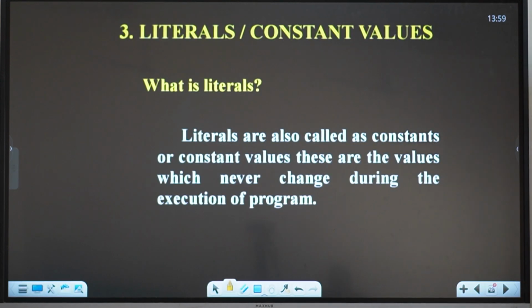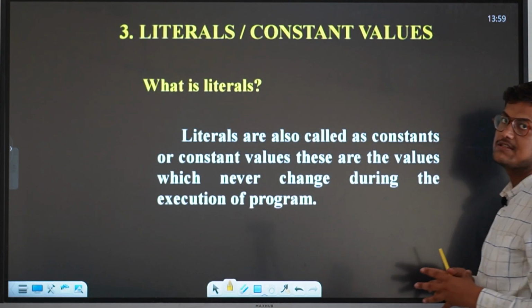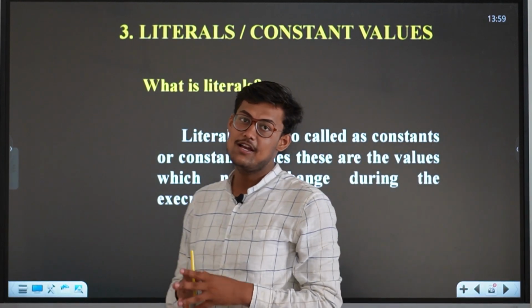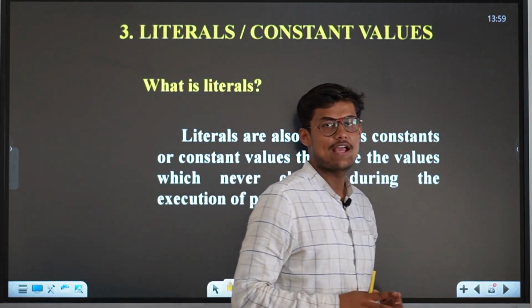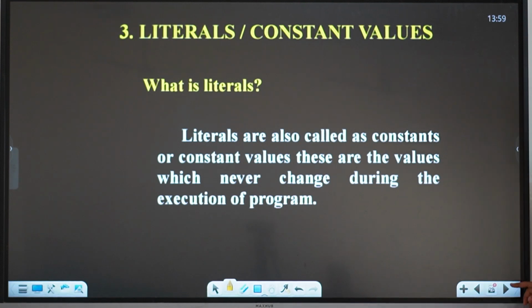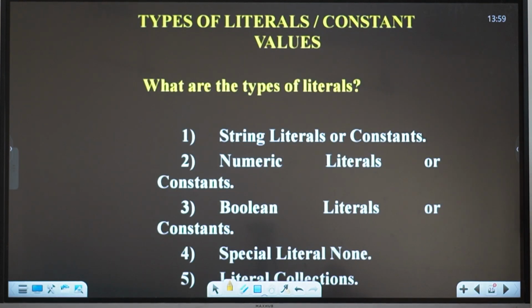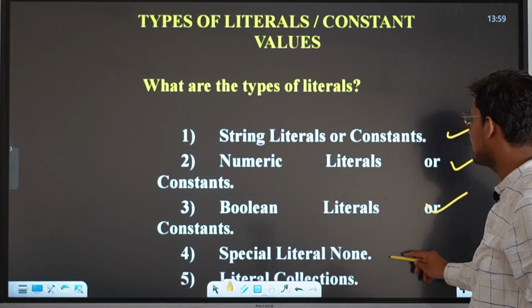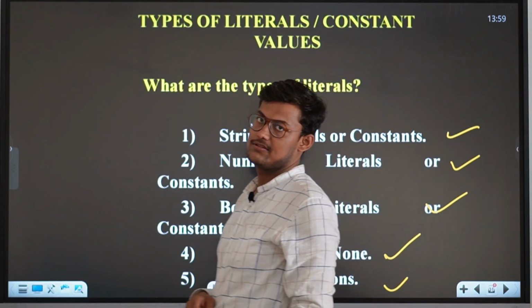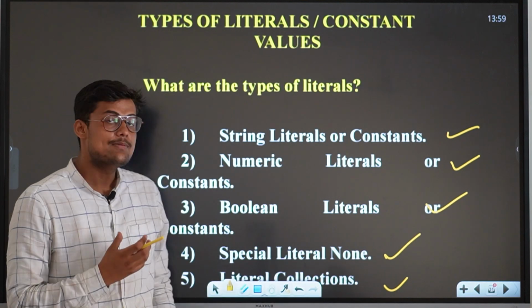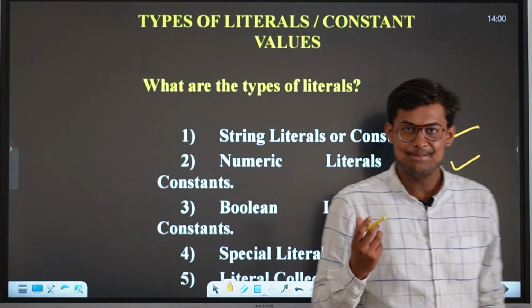As we can see in the definition, literals are also called constants or constant values. These values never change during the execution of the program. There are a few types of literals which we are going to study: string literals, numeric literals, boolean literals, special literals and literal collections. So, these are the 5 types of literals that we are going to study one by one.